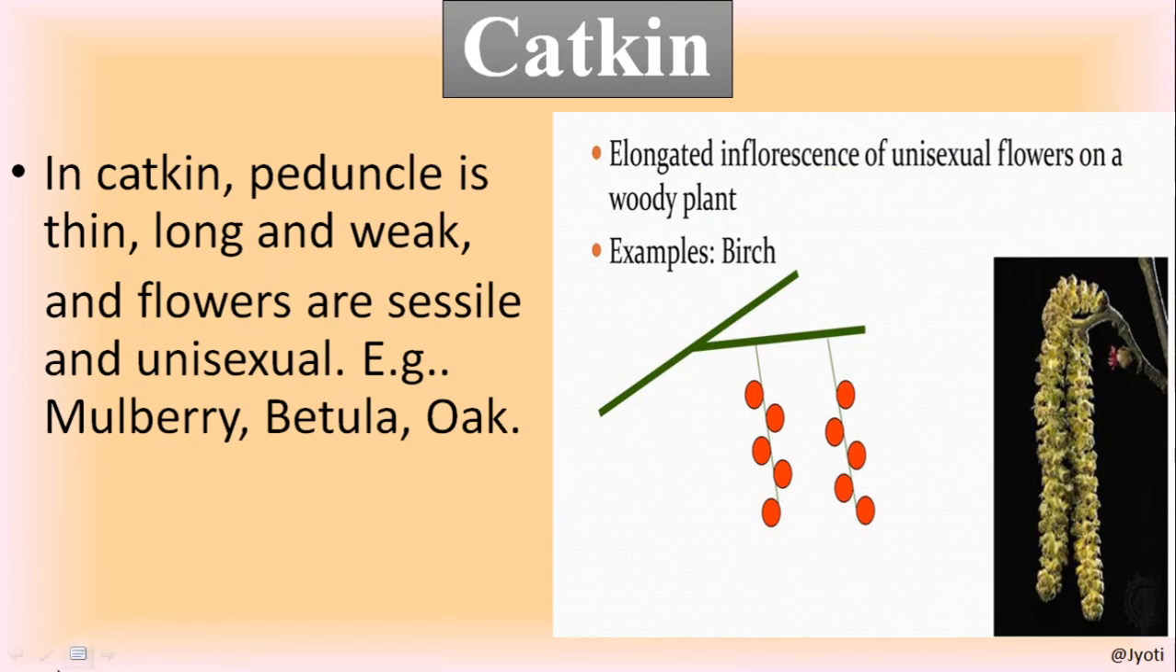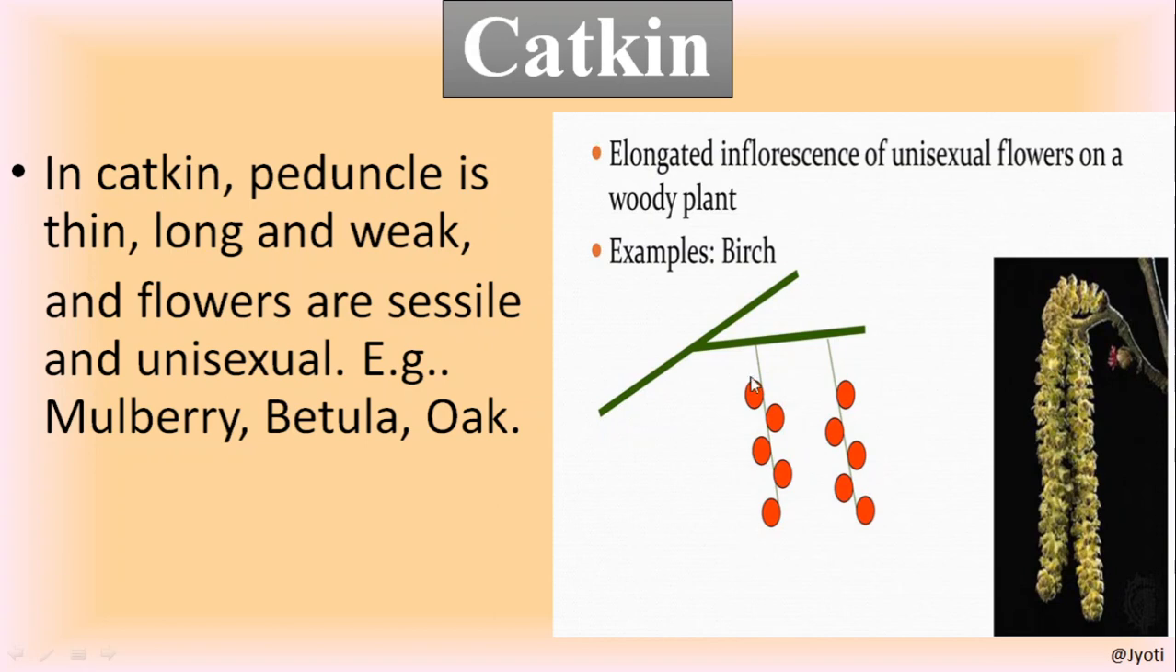Then catkin. So here in catkin, the peduncle is long, thin and weak. You can see this is the peduncle. The peduncle is hanging downward. It is thin and weak and long. And the flowers, you can see the red color spherical structures are the flowers which are attached to the peduncle, and these flowers are sessile flowers. They don't have the stalk.